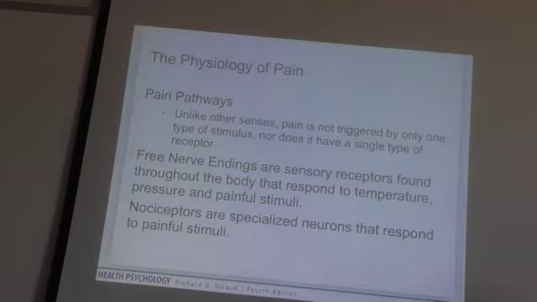Anyway, pain pathways. Unlike other senses, pain is not triggered by only one type of stimulus, nor does it have a single type of receptor. Free nerve endings are sensory receptors found throughout the body that respond to temperature, pressure, and painful stimuli. Nociceptors are specialized neurons that respond to painful stimuli. So we have nociceptors all over our bodies, except in our brains.